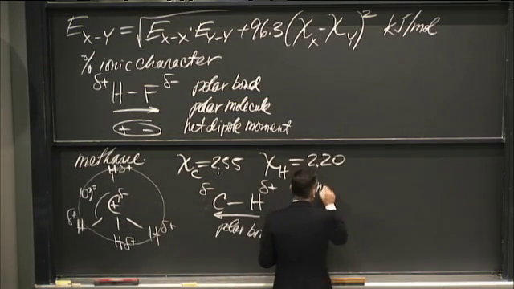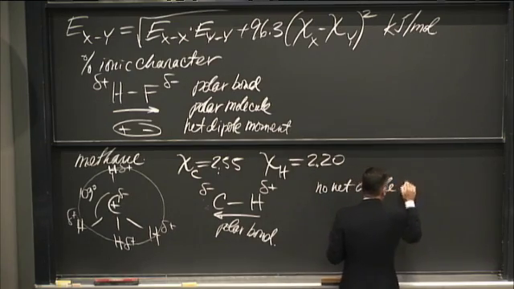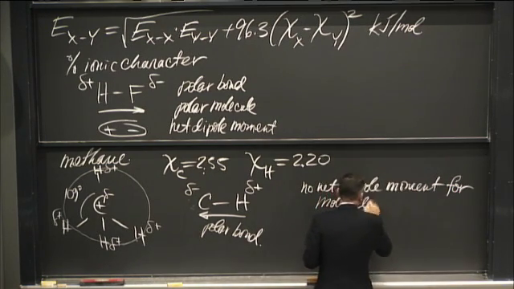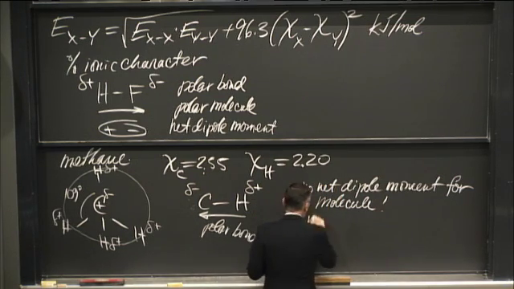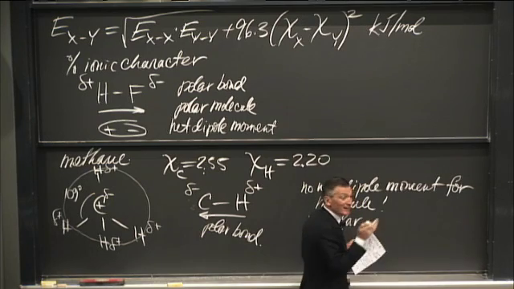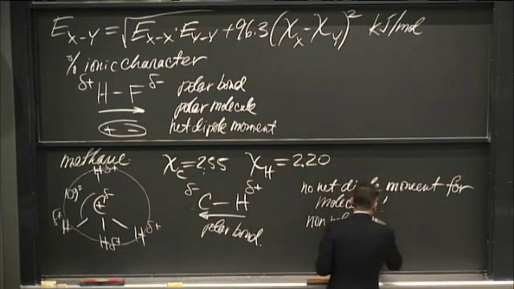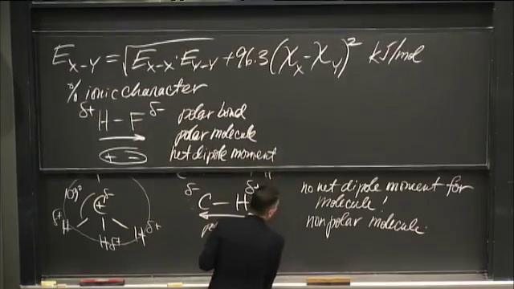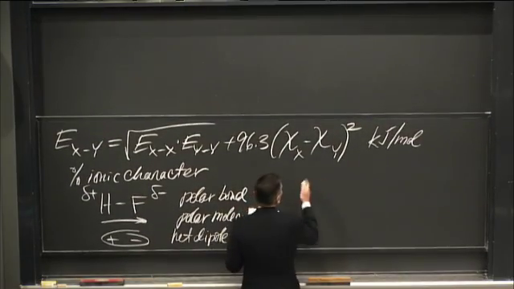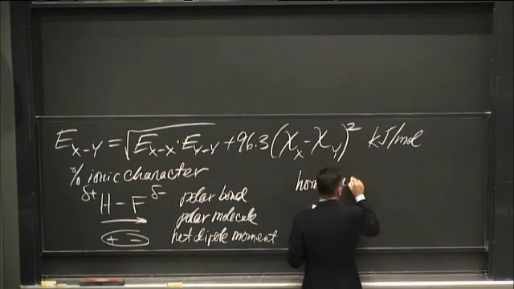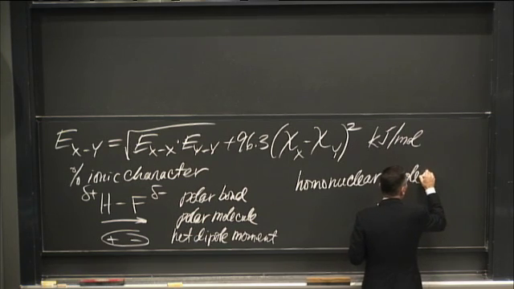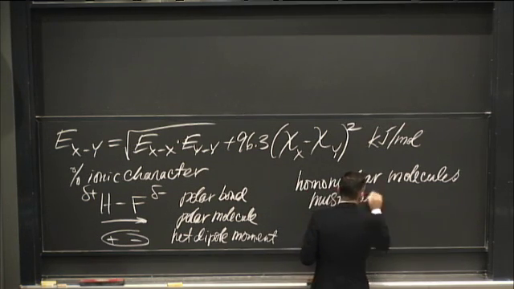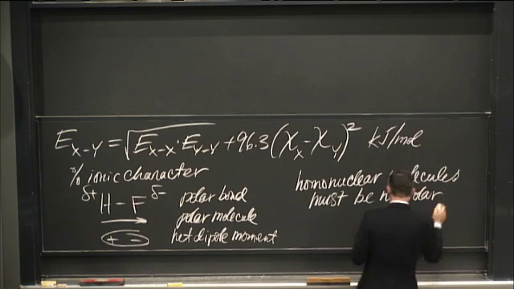So this means no net dipole moment for the molecule. So this is a nonpolar molecule. It's a nonpolar molecule consisting of polar bonds. So there are 2 ways that I can get a nonpolar molecule. One way is to have a homonuclear molecule, right? Homonuclear molecules axiomatically must be nonpolar, because they have equal sharing. So if I give you anything that's homonuclear, trivially, it's nonpolar.